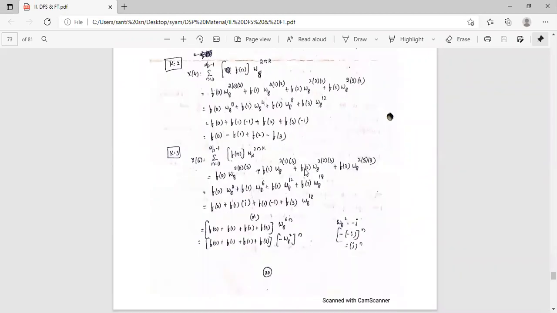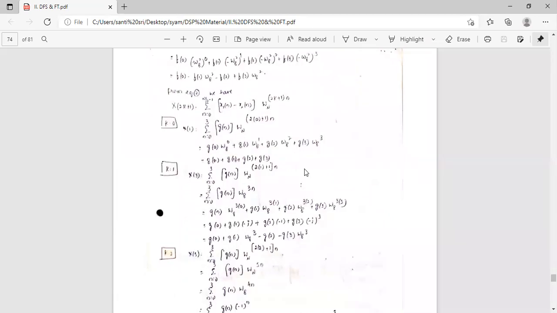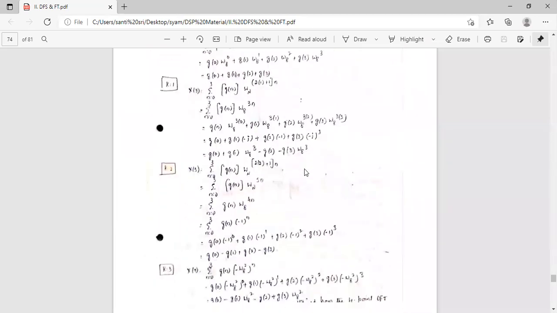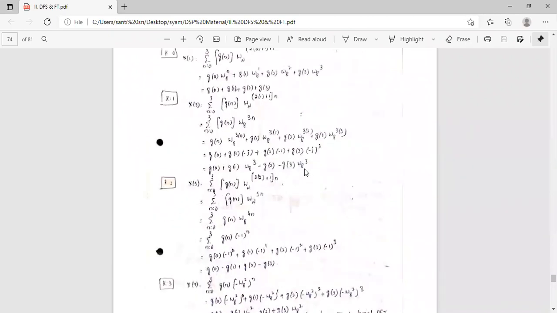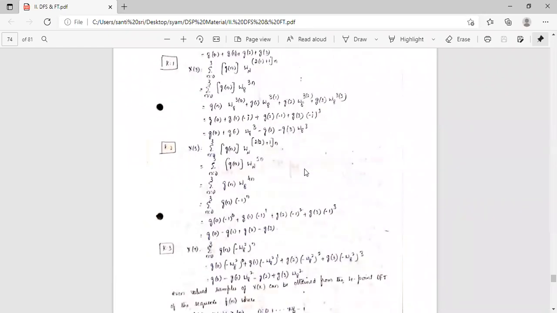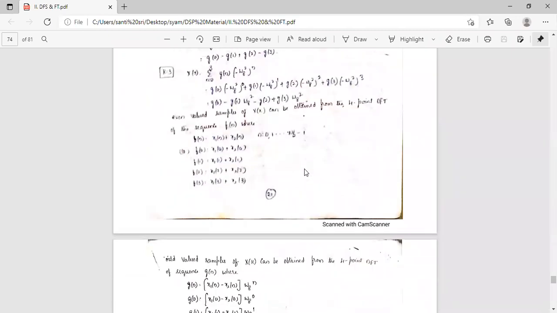By simply substituting k values from 0 to 3 in this expression, we will get the values of x of 1, x of 3, x of 5, and x of 7, the odd indexed values. So like this, these are these values.